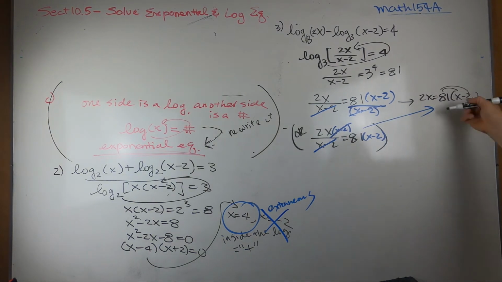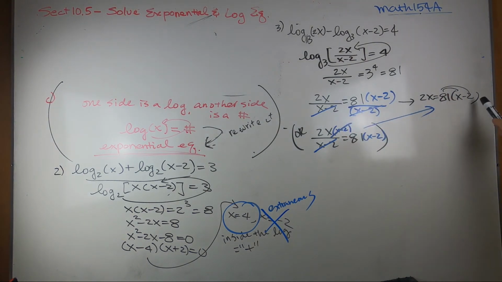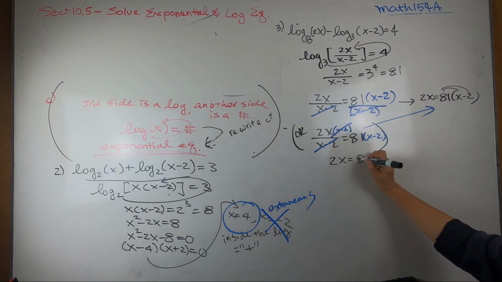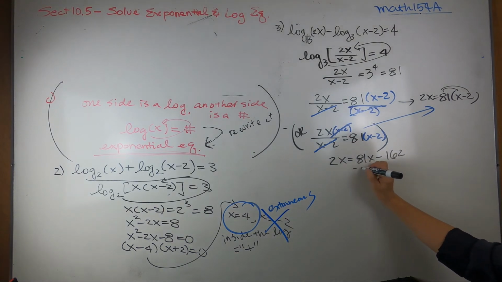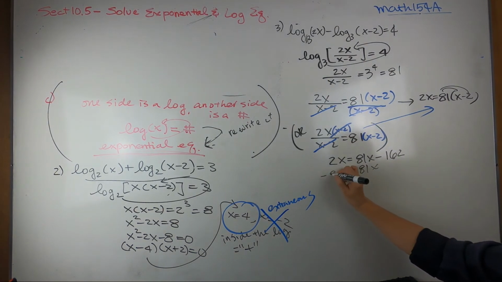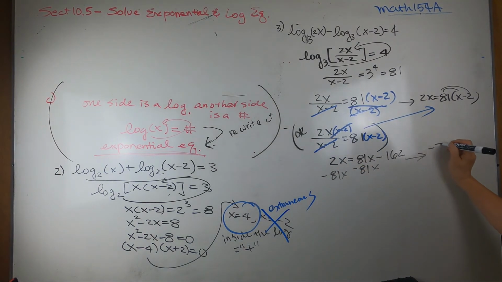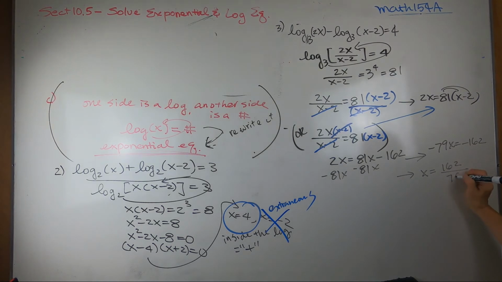So then we solve the linear equation. From the rational equation, we change to a linear equation. So 2x equals 81x minus 162. Then you solve your linear equation. What do we have? Negative 79x equals negative 162, right? So your x is 162 over 79.